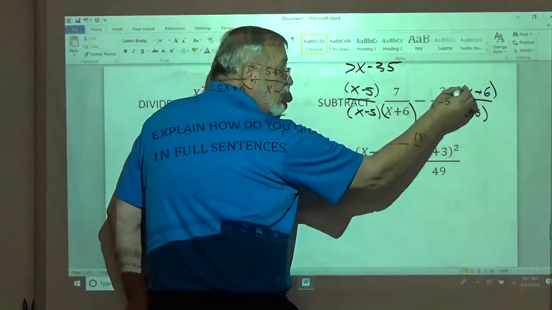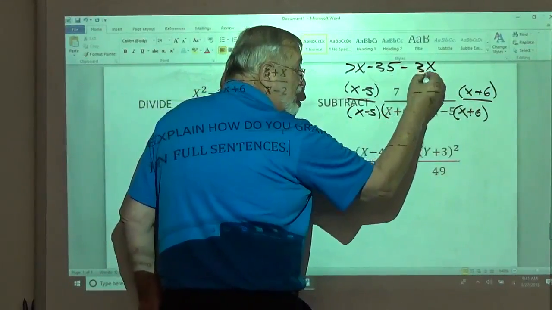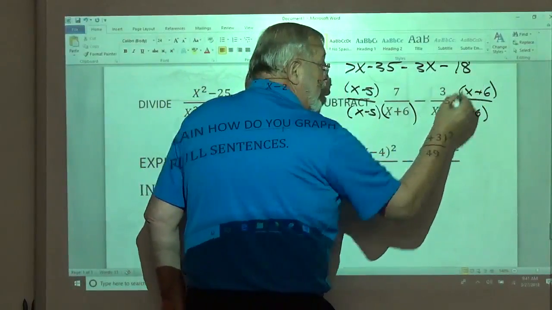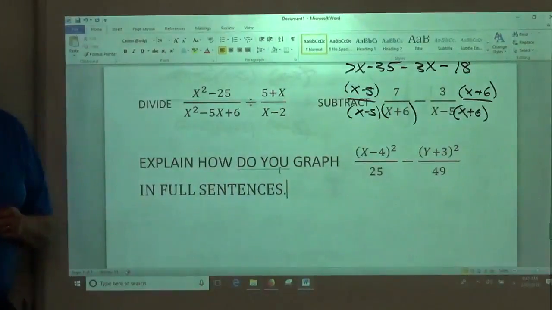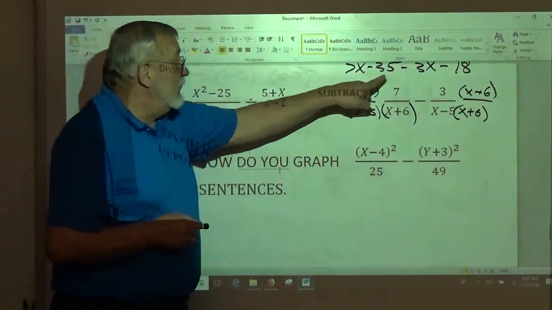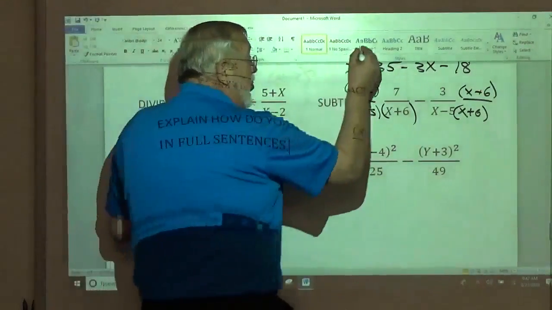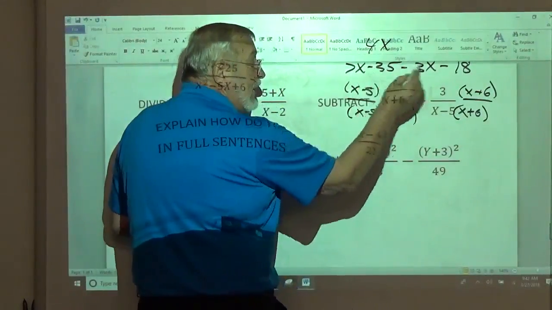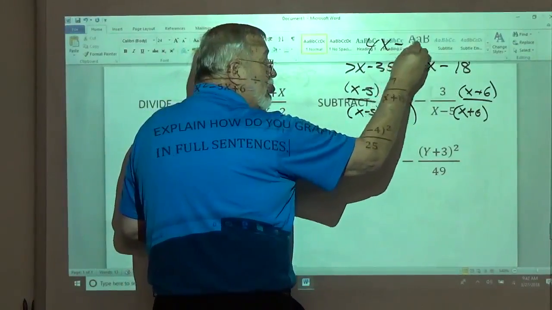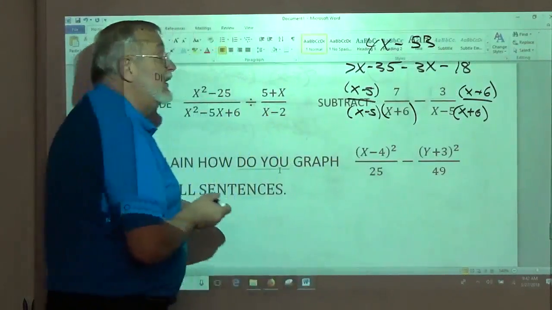Now, negative 3 times x is negative 3x, and negative 3 times 6 is negative 18. All right, what happens when I combine those? What do you see? X's. Tell me what you see. Four x's? Yeah. Right? 7 minus 3 is x is 4x. And then negative 35, if it was 20, that would be 55, so it's 53, because that was only 18.